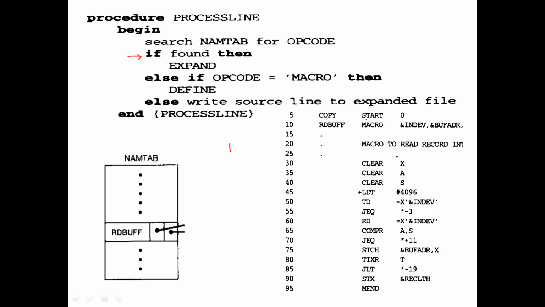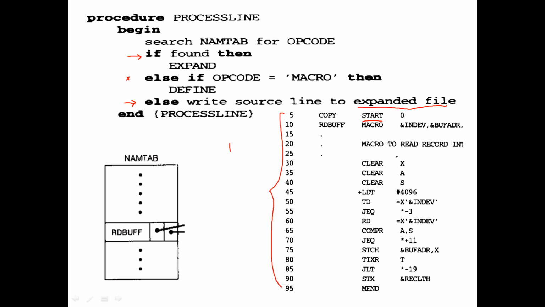No, our opcode is start. So this statement is also not used as of now. It will go to the else statement, write the source line to the expanded file. So what is our ultimate aim? We are in effect trying to convert our assembly language statement and expand the macros to get your actual assembly language before you feed it to your assembler. That is the role of macro processor, right?